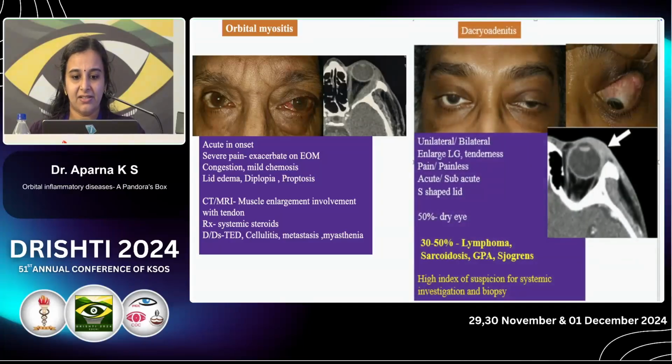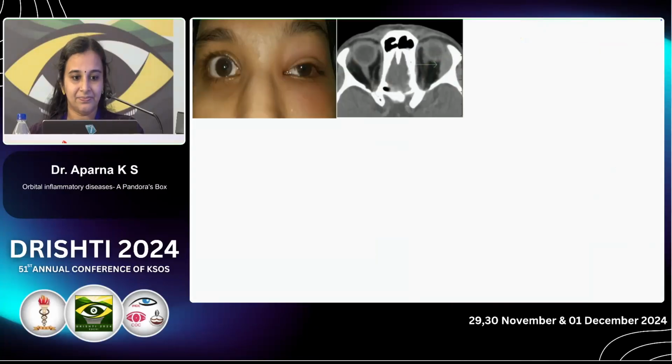Dacryoadenitis: the patient will present with congestion, then tenderness over the lacrimal gland area, and an enlarged lacrimal gland. In about 30 to 50%, it can be associated with systemic conditions like lymphoma, sarcoidosis, GPA, Sjogren's. So a high index of suspicion is needed for systemic investigation and biopsy in case of dacryoadenitis.